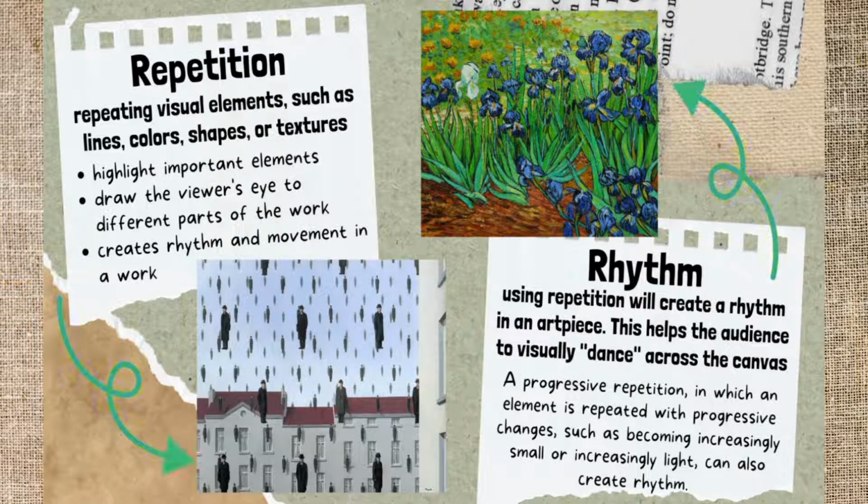So going off of that, we also have rhythm, where rhythm uses repetition to help the audience or the viewer look at a piece of art and guide their eyes through the art piece.